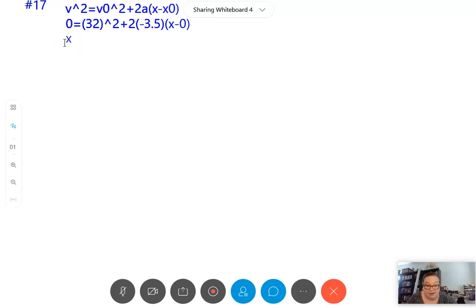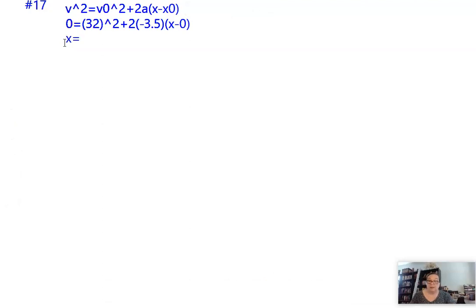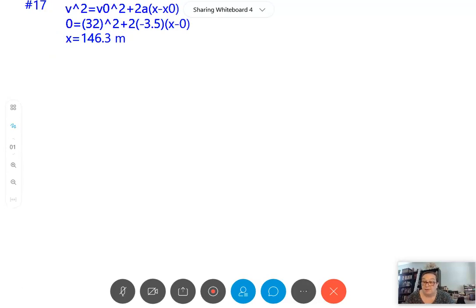So let me grab my calculator. So 32 squared divided by, it looks like 7. So that gives me 146.3. And that is answer D. Again, if you have any questions, just let me know. Stop me while I'm on that problem before I go on to the next one.